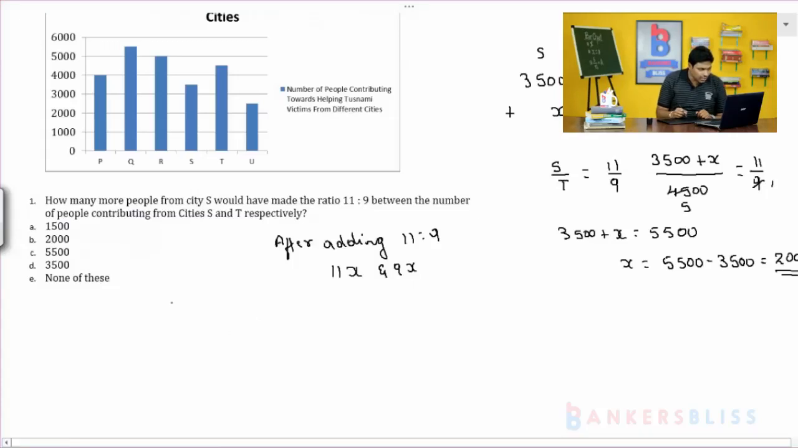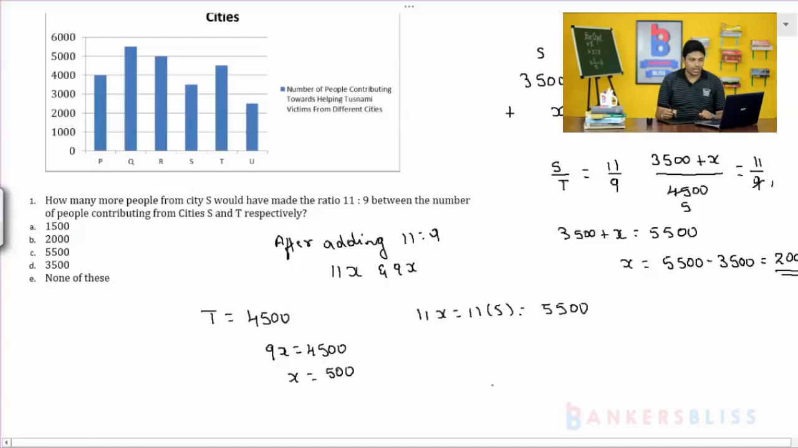Okay. So, T is equal to 4500, which means 9x is equal to 4500. This calculation also you have to do in mind. Therefore, x is equal to 9 fives are 45, 500. Now, 11x is equal to 11 into 5, which is 5500. Next, you subtract the old data, 3500. So, the newly joined people are 2000.